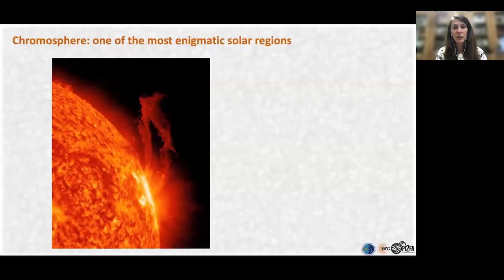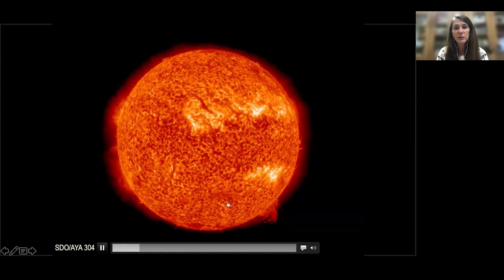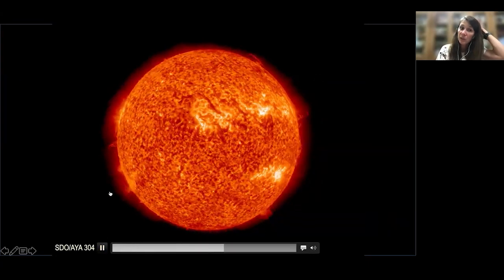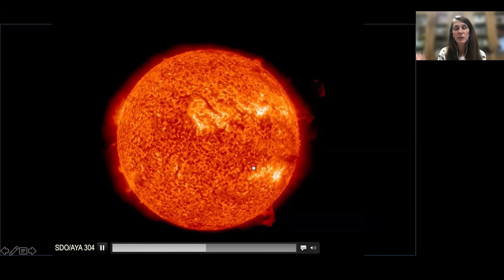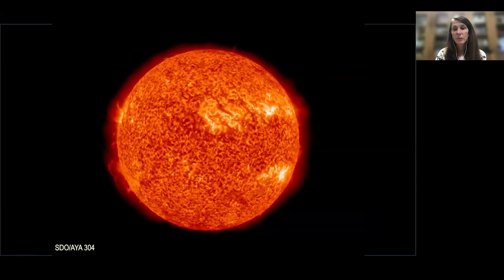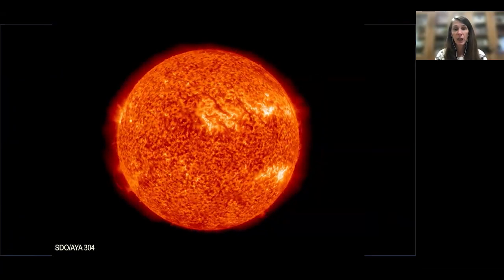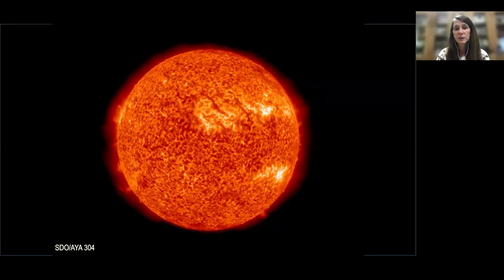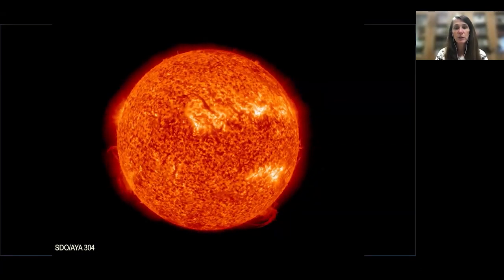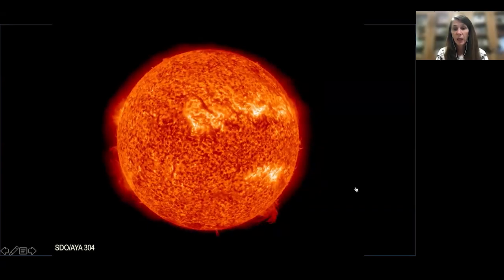And of course, we know that the Sun is the origin of all this activity. So this is again a spectacular image from SDO AIA in ultraviolet, and you see the spectacular explosions that we have there. And this is again thanks to the magnetic field, because at some point it becomes unstable, it explodes, and then it produces coronal mass ejections and prominence eruptions, and so on.